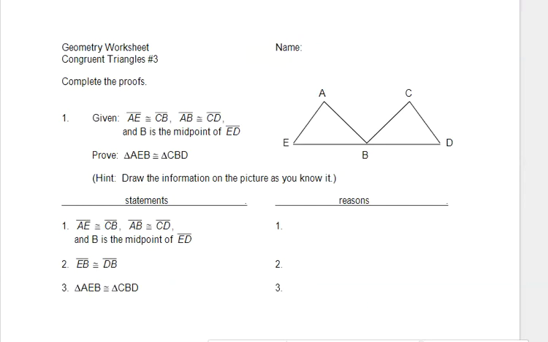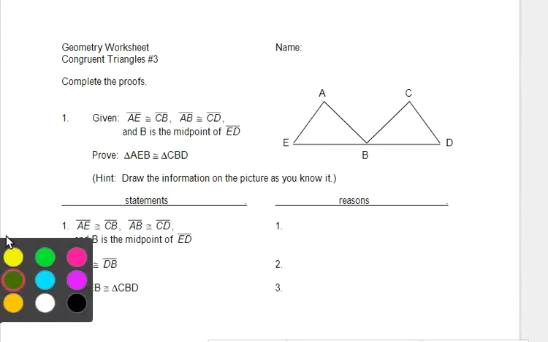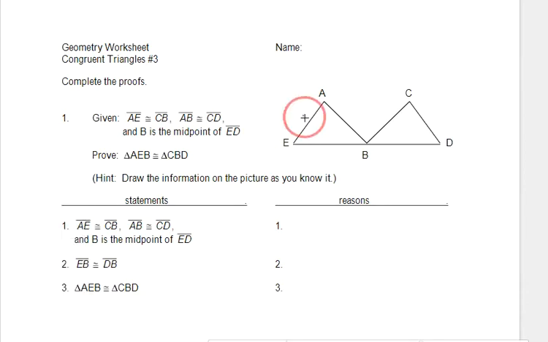Hi, today we're going to look at some proofs of congruent triangles. For our first proof, we're given that segment AE is congruent to segment CB, segment AB is congruent to segment CD, and that B is the midpoint of segment ED. So we can start by marking that given information on our diagram.